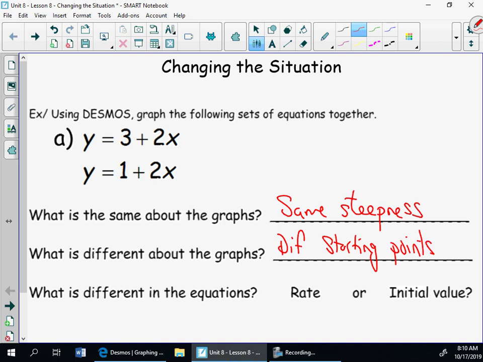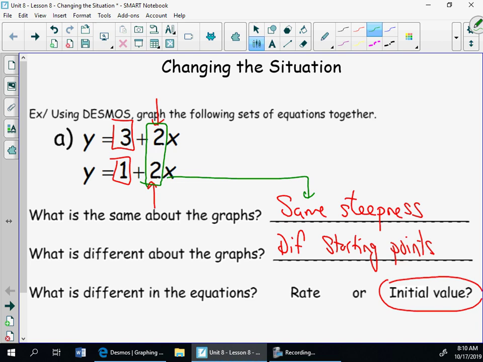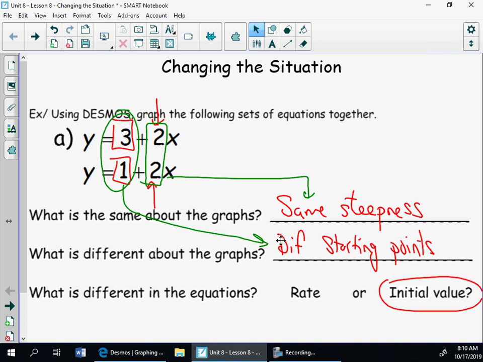Talking about words we've examined before, what's different in the equations, the rate or the initial value? If you take a look, here's my initial value and here's my rate. They're different initial values, which should make sense in terms of what we're looking at. If they have the same rate, shouldn't they be the same steepness? And if they have different initial values, they should start in different spots. Our objective today is to analyze graphs on how they're the same and how they're different, but also by looking at their equations and figuring out some patterns.